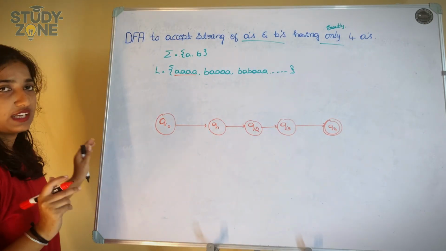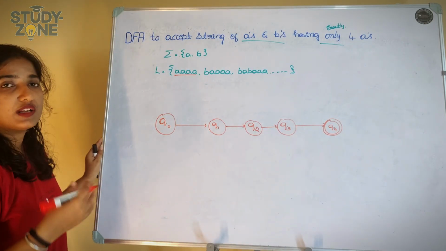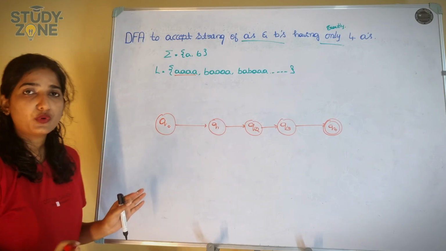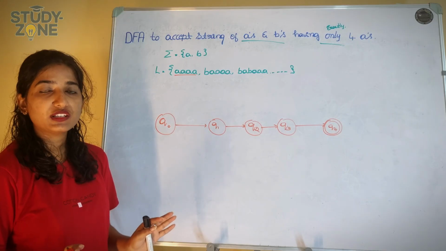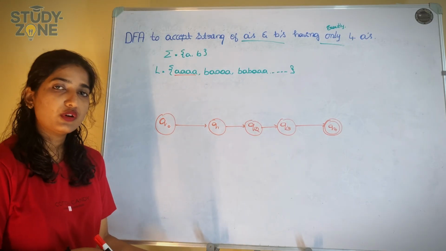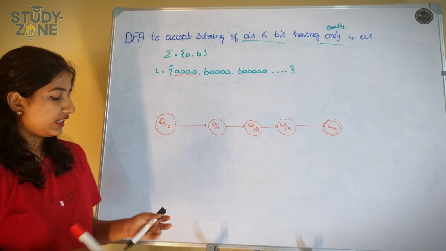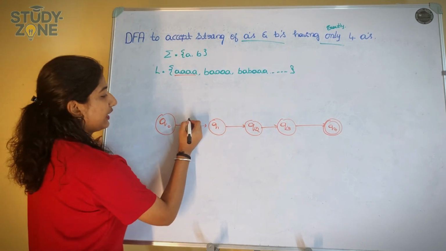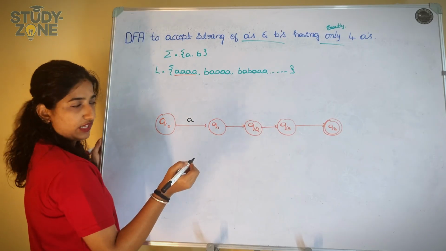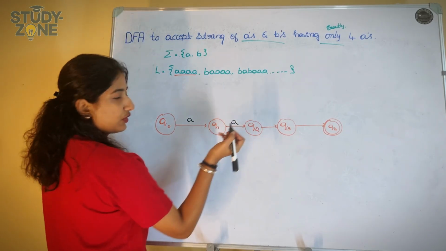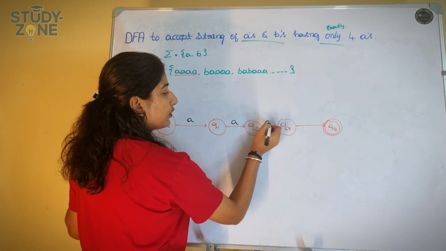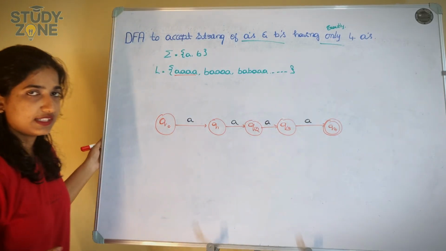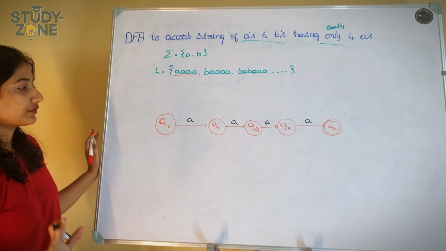So here the case is, if there are more A's, then it should get rejected, right? Which means we should only have 4 A's. Apart from that, if I have fewer than 4 or greater than 4, it should get rejected. So at first write the simple thing: if I get A on Q0, it should move to the next state, Q1; also it moves to the next state Q2, then Q3, then the accepting state. This is simple.